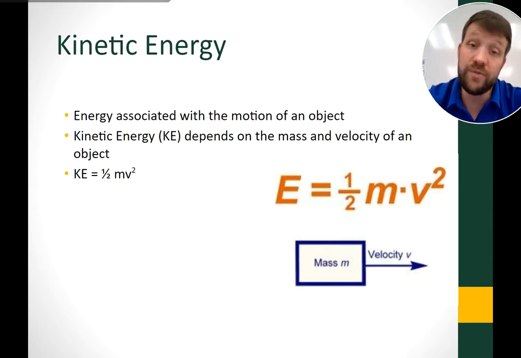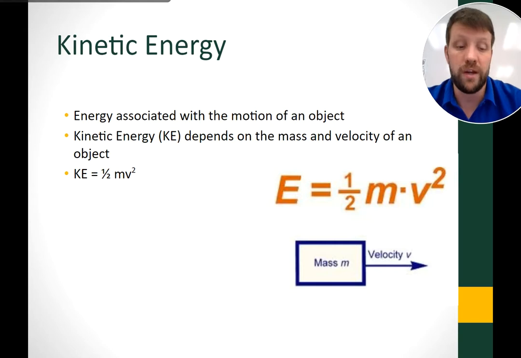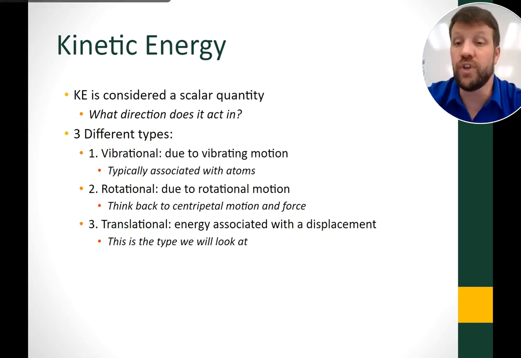If y'all were here in class right now, I would ask you what's going to have a bigger effect on the kinetic energy, mass or velocity, given this equation. Hopefully pretty quickly we see that velocity is squared, so a change in velocity is going to have a much greater change in the kinetic energy than a change in the mass, because that value is squared. All right, so KE is considered a scalar quantity.